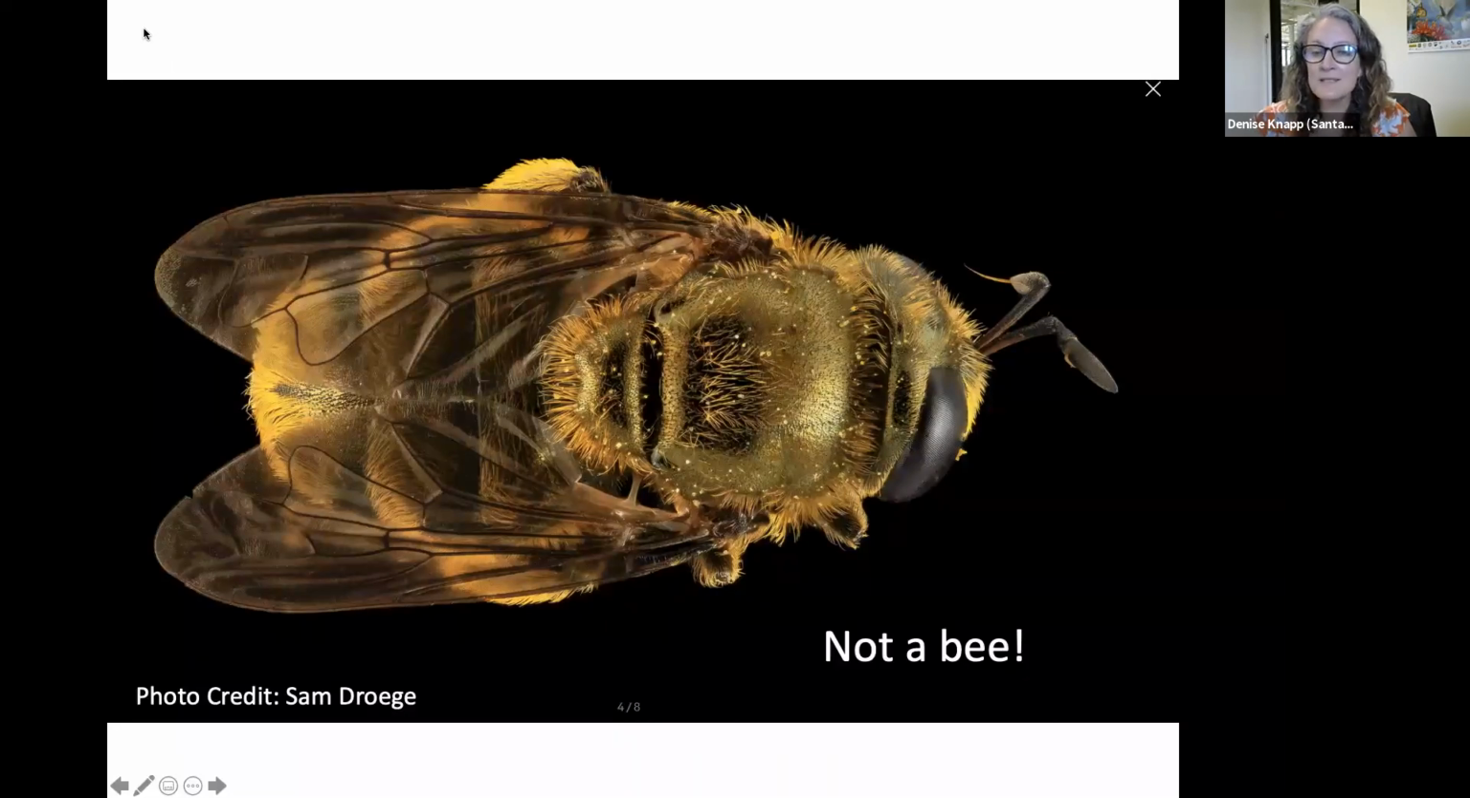Next. But it's not just bees that can carry pollen. This is actually a fly. You might be surprised. It's kind of hairy there, and so it looks like a bee, but this is actually a fly. And I'll just confess that I'm especially in love with fly pollinators. Next.